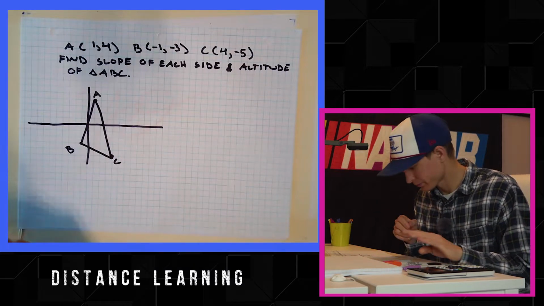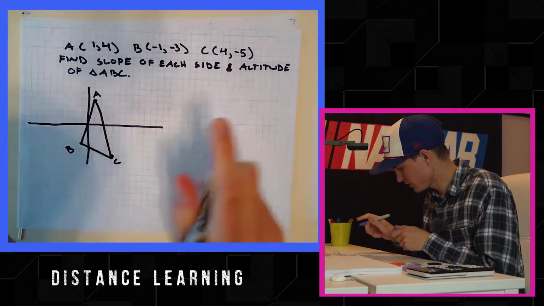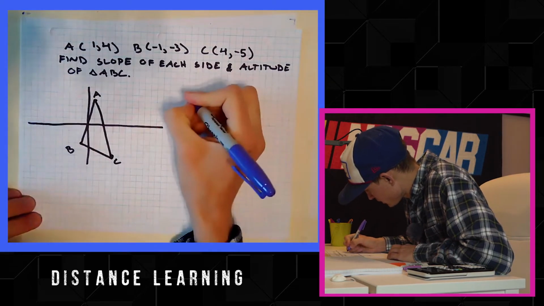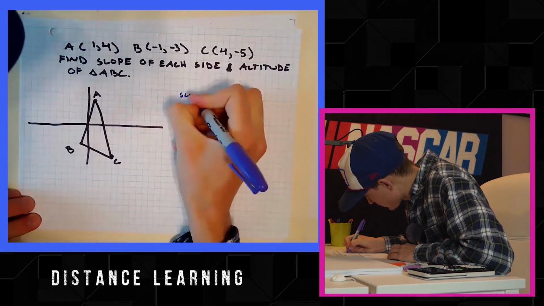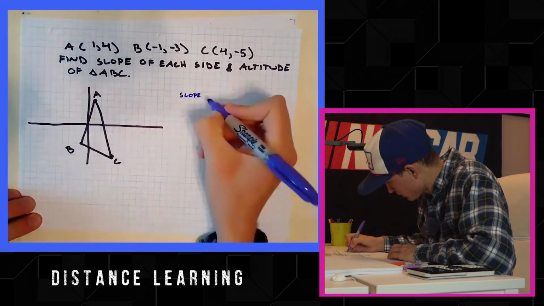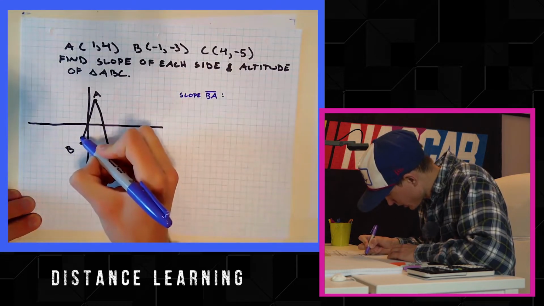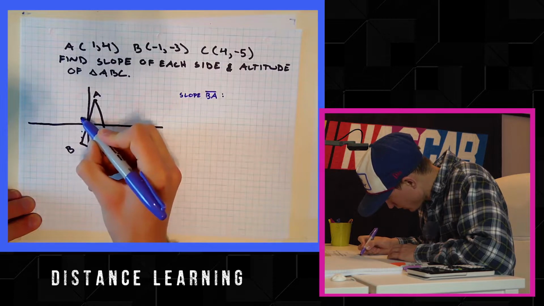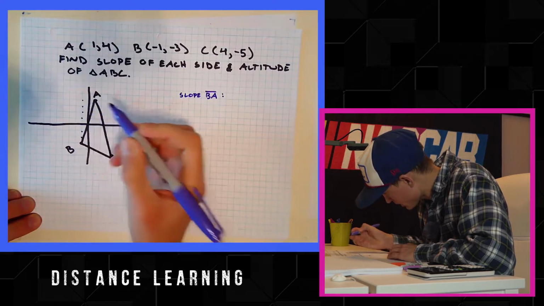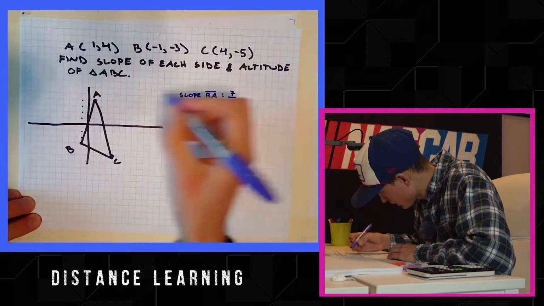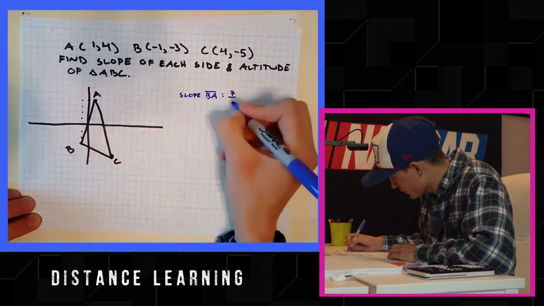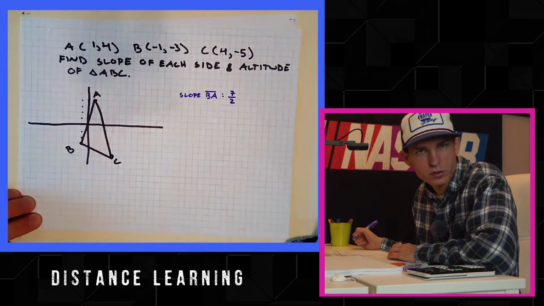So, find the slope of each side. Easy enough. So, slope of BA. Right? I rise 1, 2, 3, 4, 5, 6, 7. I rose 7. And I run 1, 2. So, slope 7/2. Not bad.